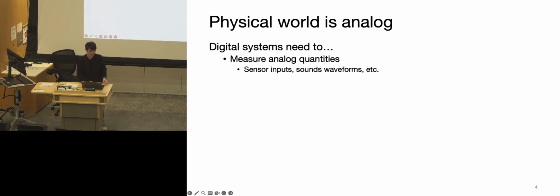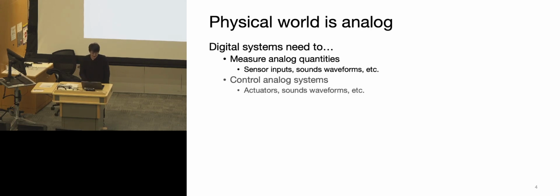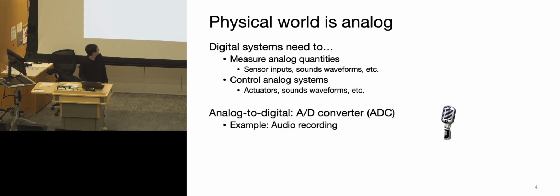So basically, we'll be measuring analog quantities, like sensor inputs and sound waves. Sound is probably one of the most commonly encountered analog signals, although most signals are analog already, but this is the one you interact with most intuitively every day, because as you're listening to me, it's an analog signal. We also have actuators that can output an analog signal. So analog signals can be both input and output from digital systems. So how do we do that?